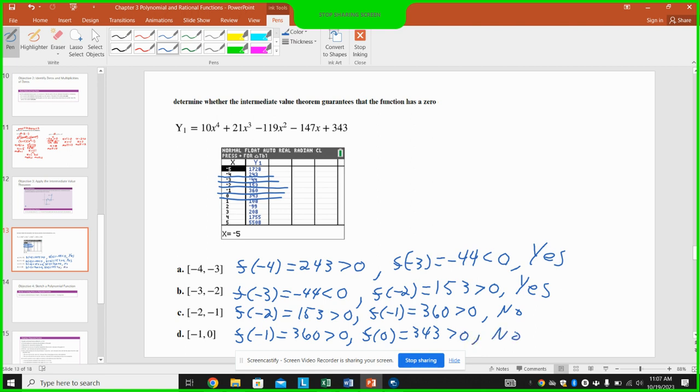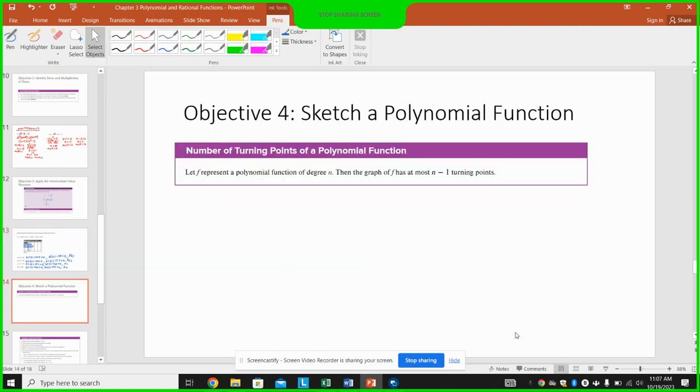So, questions on how to apply the intermediate value theorem? Pretty straightforward. All righty. Objective 4 now is to sketch a polynomial function.